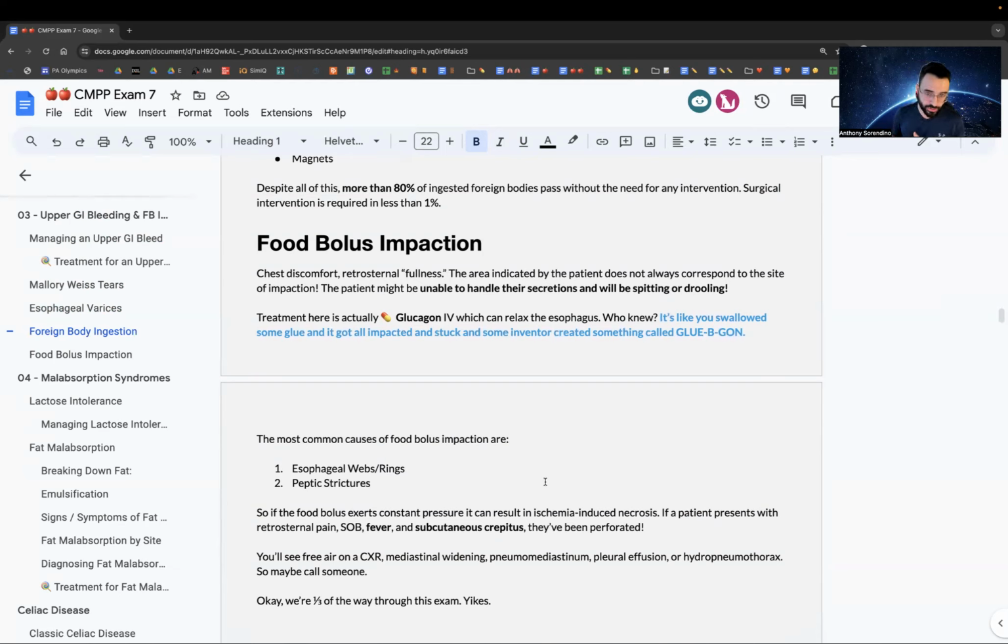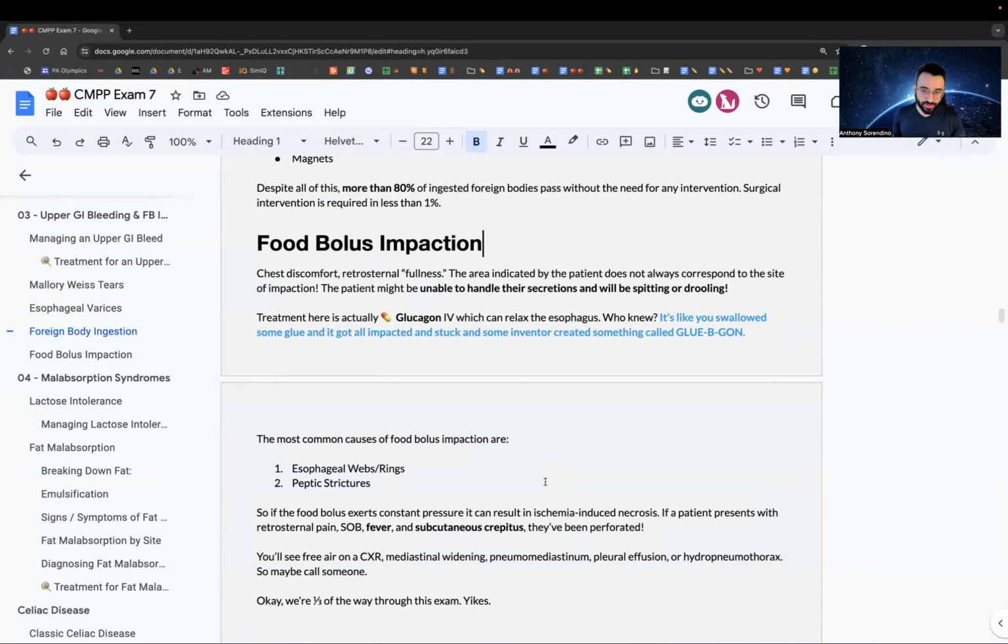You want to look out for a patient who can't handle their secretions. They'll be spitting and they'll be drooling. The treatment here, 100% a question, is glucagon. So yes, the pancreatic glucagon. So it relaxes the esophagus.